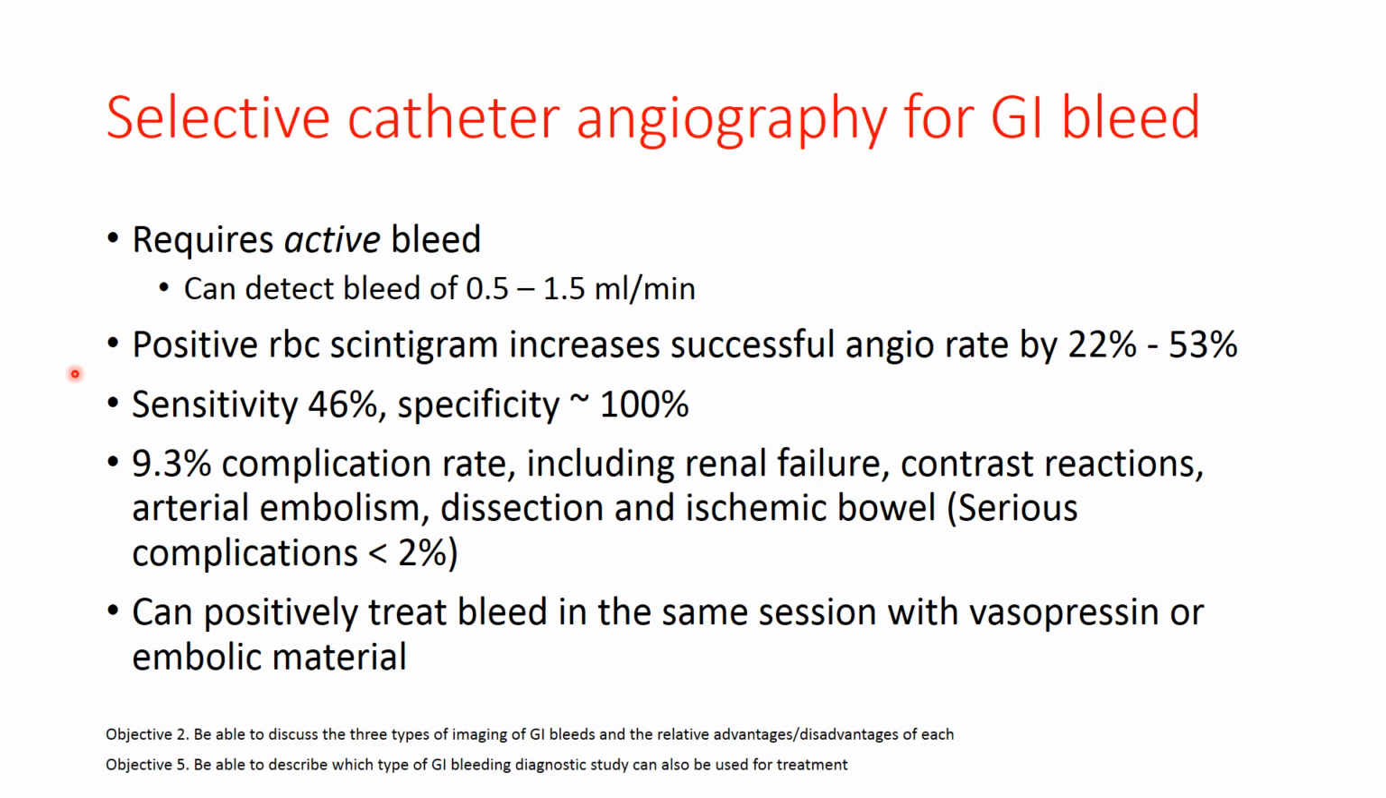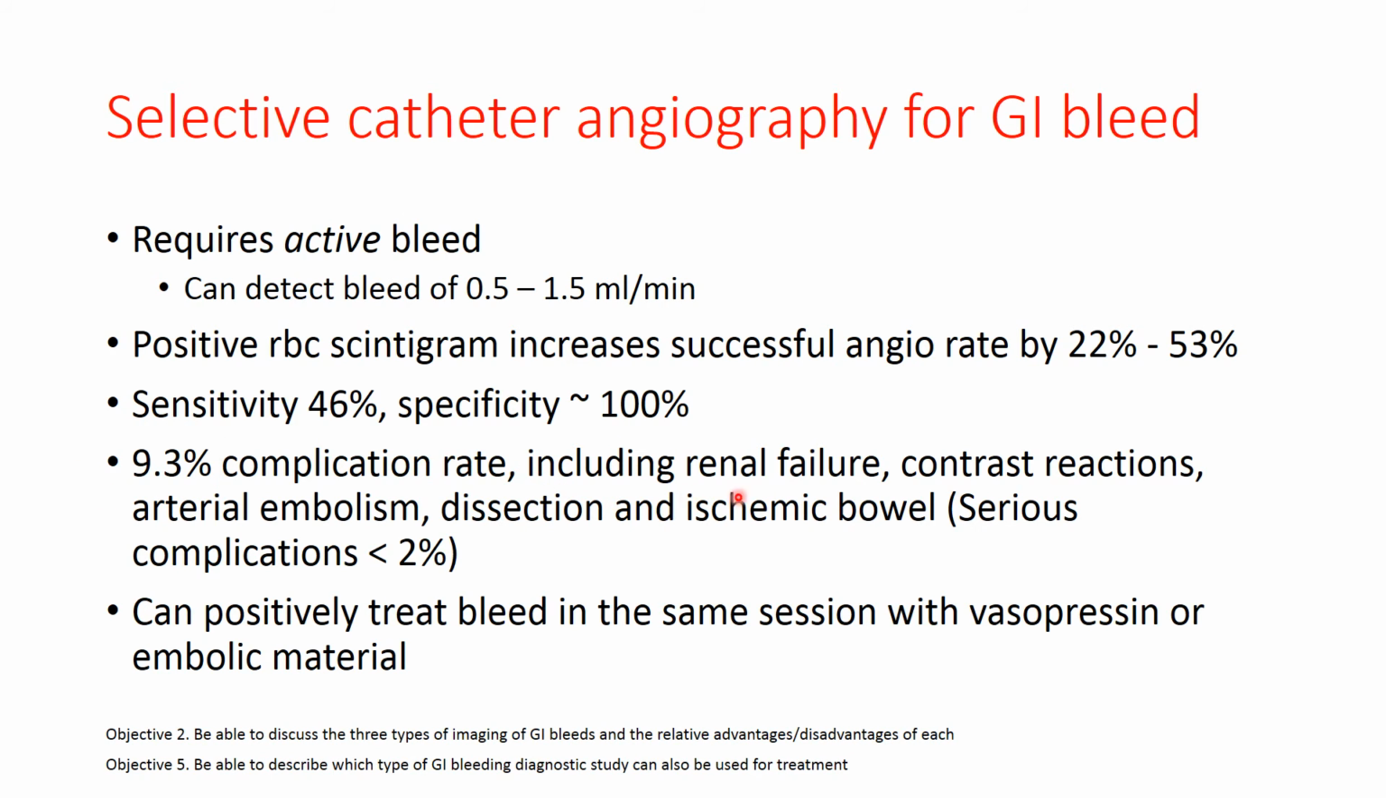And that's where the scintigram comes in useful, because a positive scintigram increases successful angio rates by 22 to 53%. And so this will increase this rate significantly if we can tell the angiographer where this patient is bleeding from. There is a chance of some complications.